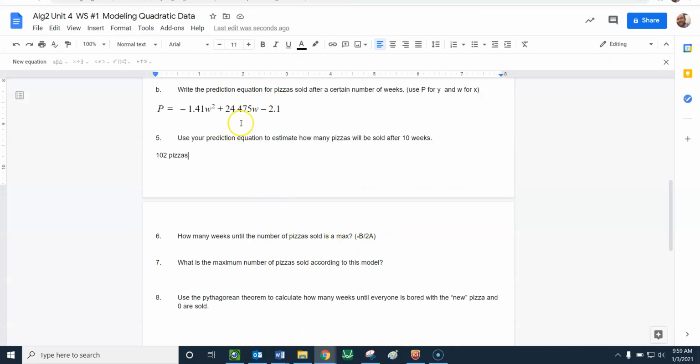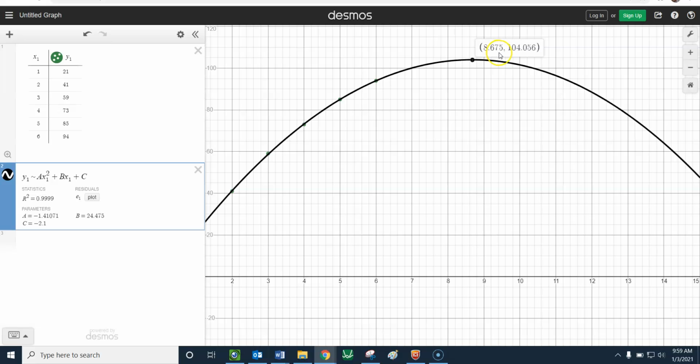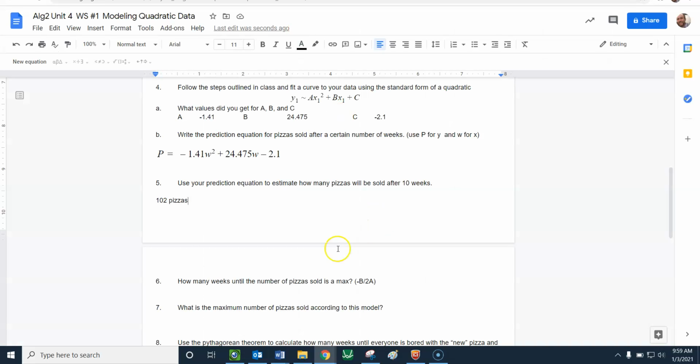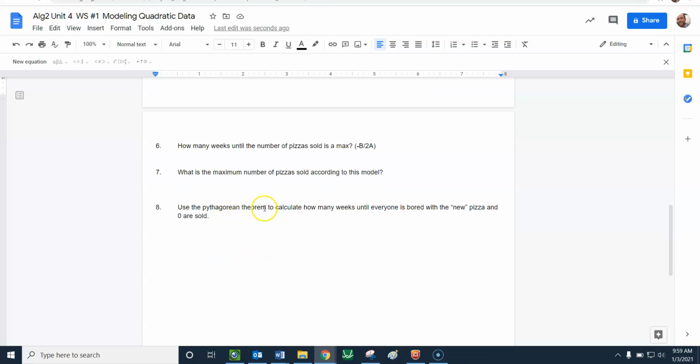Well, I gave you the formula. Negative b over 2a. Well, we have our b and our a up here. So negative b, negative 24.475, divided by 2 times a. And a is negative 1.41. We get 8.68. What did we say when we were on Desmos? 8.675. Pretty close. I didn't use all these numbers, but we have how many weeks it takes. We have our maximum here. We could have used the algebra and plugged them in to get them, but you can write those in for number 6 and 7.